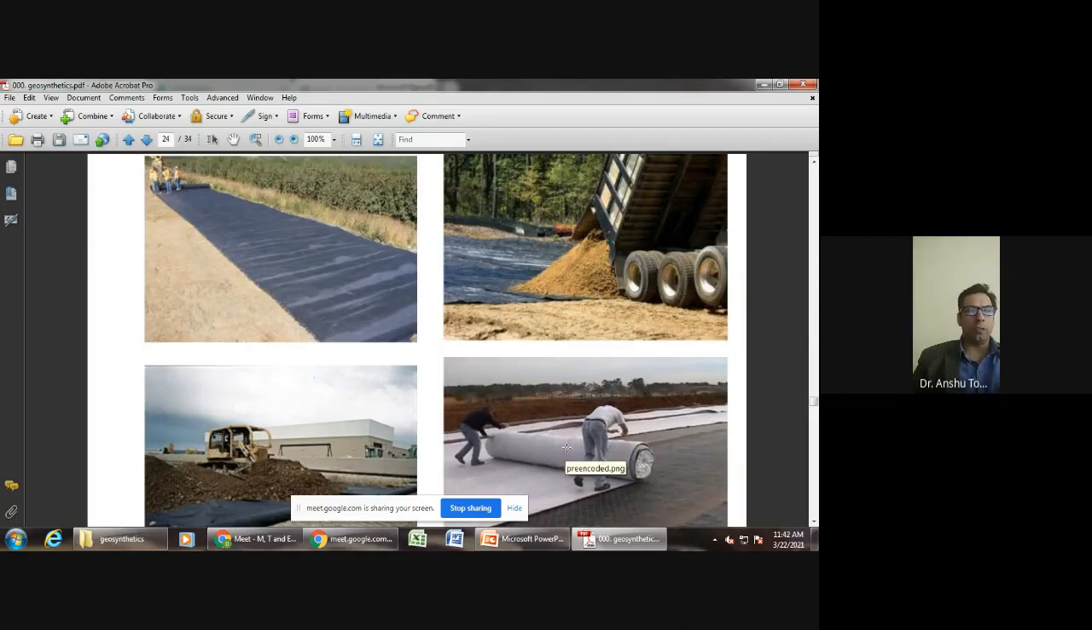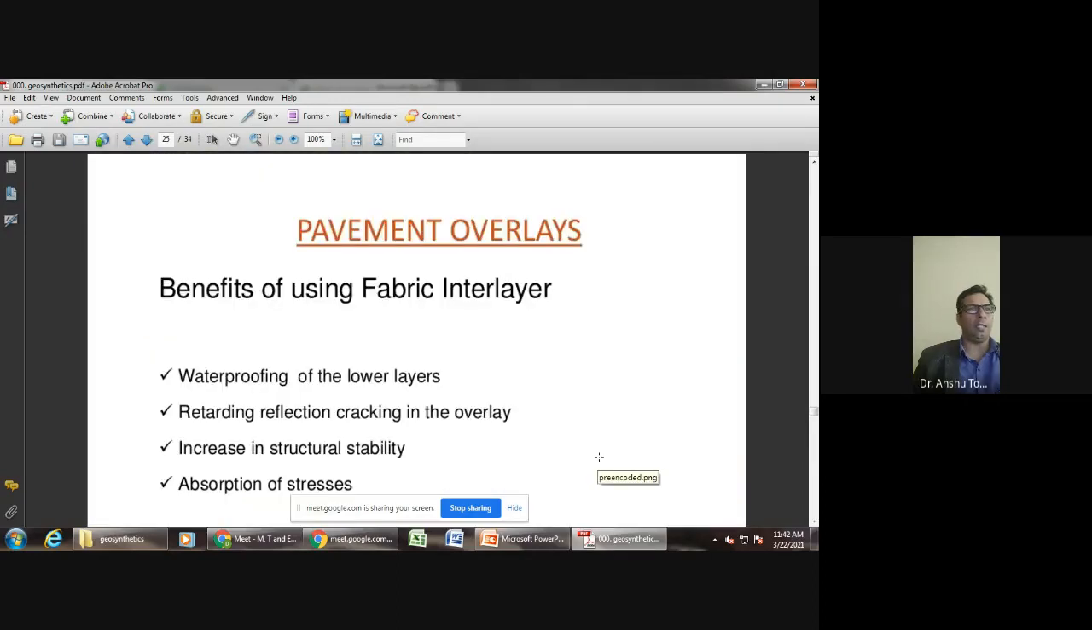Rolled in sheet, again for some specific purpose. Benefits of using fabric interlayer. The word interlayer has been used here. That means intermediate layers.